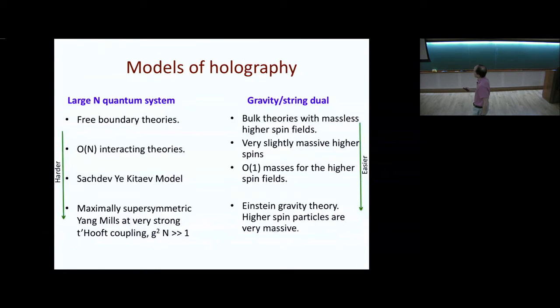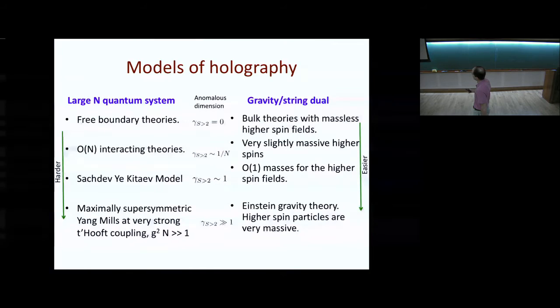On the other extreme, you could consider free boundary theories. They are supposed to be dual to bulk theories with massless higher spin fields, the theory of Vasiliev gravity. That's a somewhat complicated theory where it's difficult to do explicit computations. Going away from free theories, you can have O(N) interacting theories, which have some slight interactions and slightly massive higher spin fields.